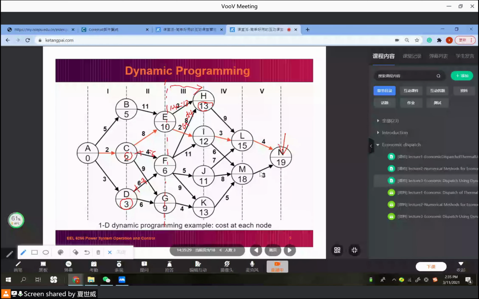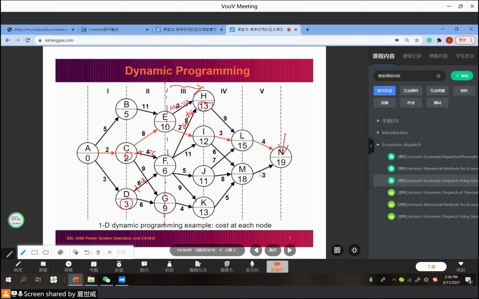Okay. Similarly, we can calculate the best cost for I. That means how to get from A to I. The best cost, we will find that 10 plus 2, 12, 6 plus 11, 17. So the better cost is 12, and the path is E to I. Similarly, we calculate J. From F to J will be 11. There is no other path to this point. So the best path will be F to J, ACFJ.